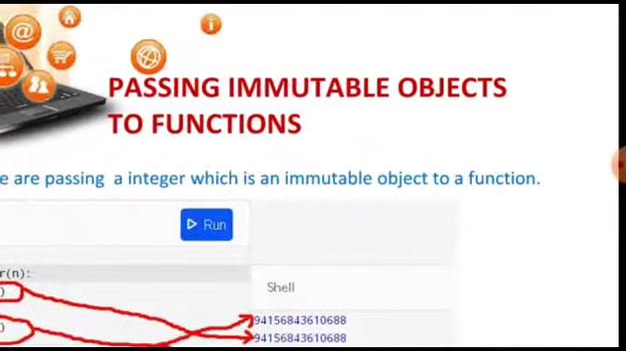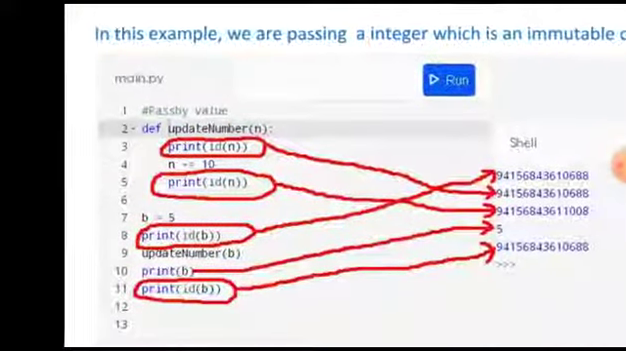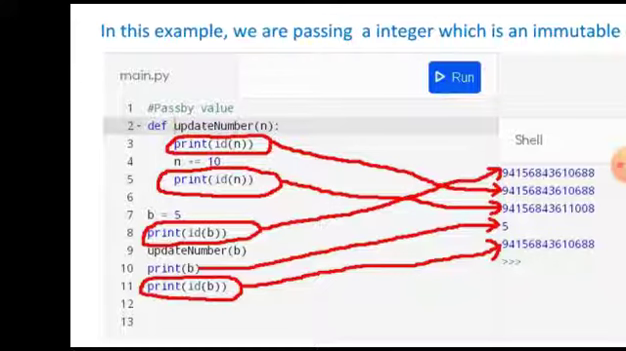Again you see this in the second output line. The second output pertains to the print statement on line number 3, which is inside the definition of the update number function. Here, before updating the value of n, we are printing the id of n. We can see that the n which was received is holding the same id, which means the reference of the object was passed to this function and has been received.